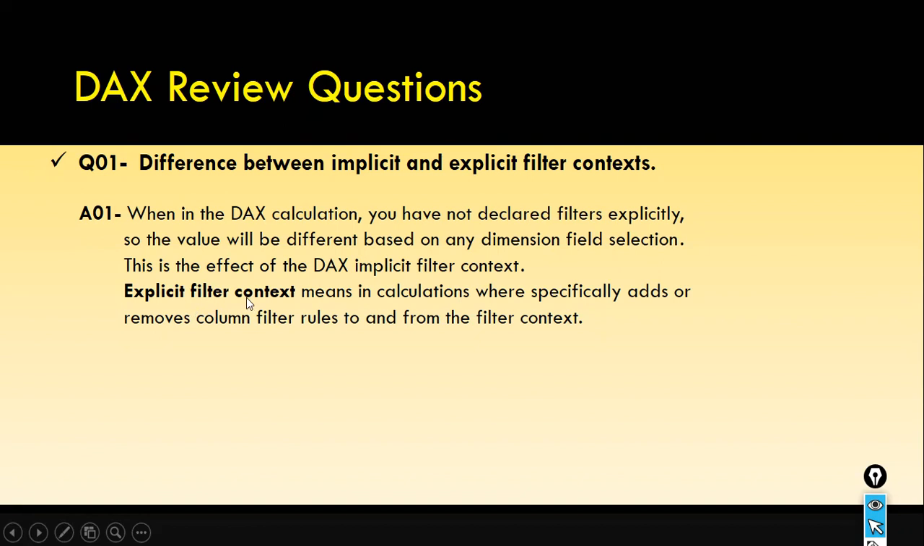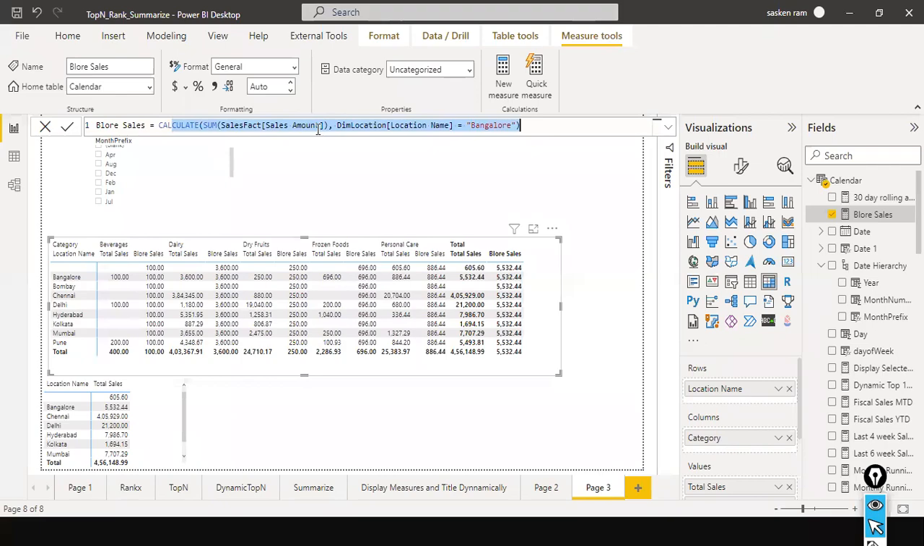That kind of thing is called explicit filter context. Meaning, in the calculation, see what kind of calculation? Sum of sales. In this calculation, I have used the Bangalore filter.